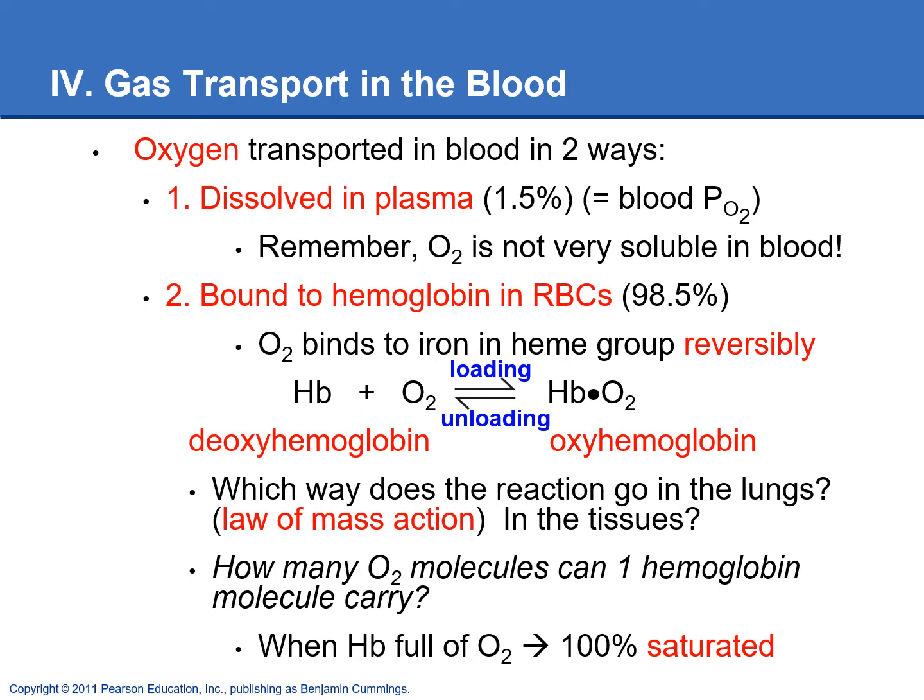And then answering this question at the bottom, how many oxygen molecules can one hemoglobin molecule carry? So remember that there are 4 heme groups on each hemoglobin molecule. So one hemoglobin molecule can carry 4 oxygen molecules. And when the hemoglobin is full of oxygen, there are 4 oxygen molecules bound to it, then we say the hemoglobin is 100% saturated.